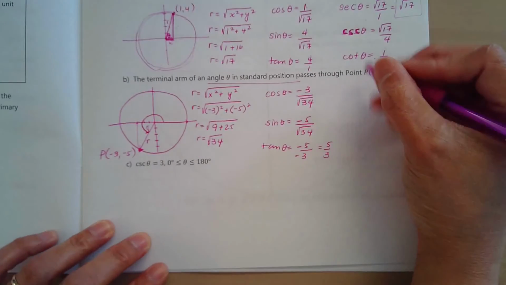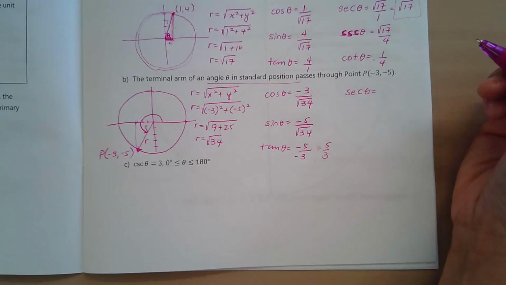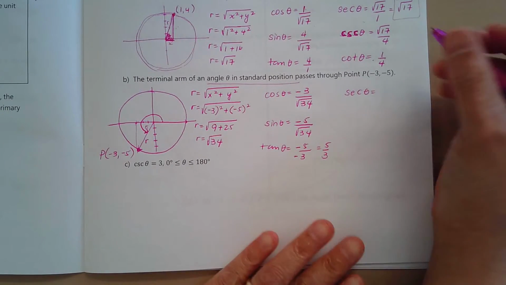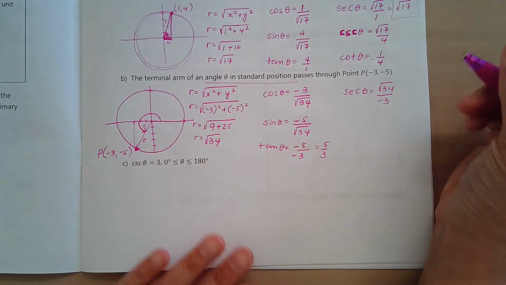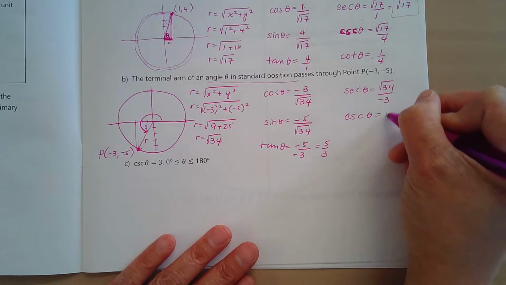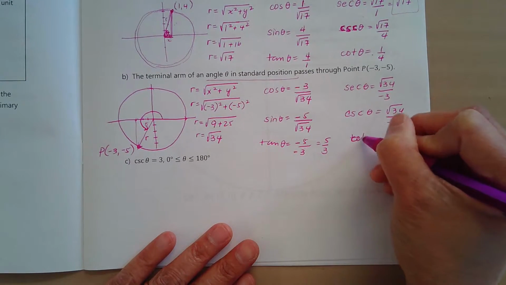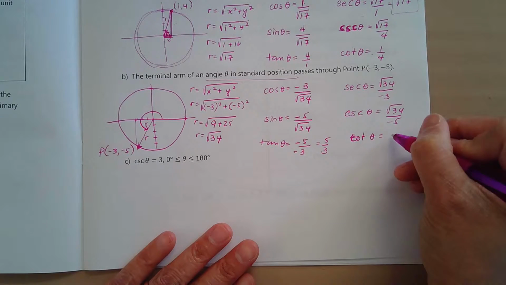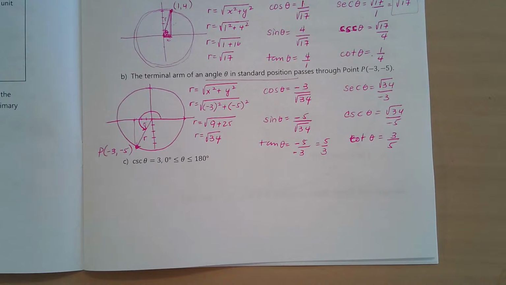Okay, so now secant theta. What would that be? Secant is the reciprocal of cos theta. So the easy way would be to reciprocate this: square root of 34 over negative 3. Cosecant theta is root of 34 over negative 5. And then cotangent theta is equal to 3 over 5. Is that good? Yes?